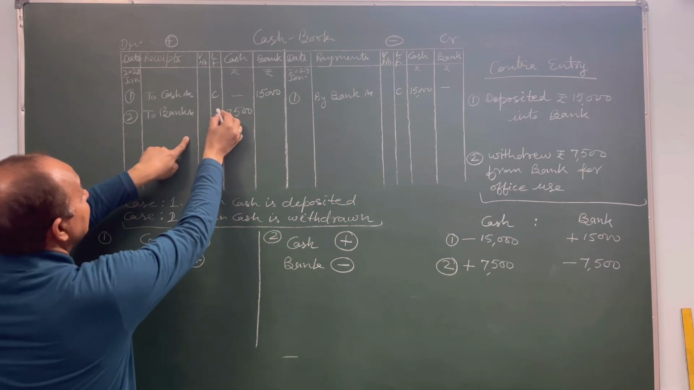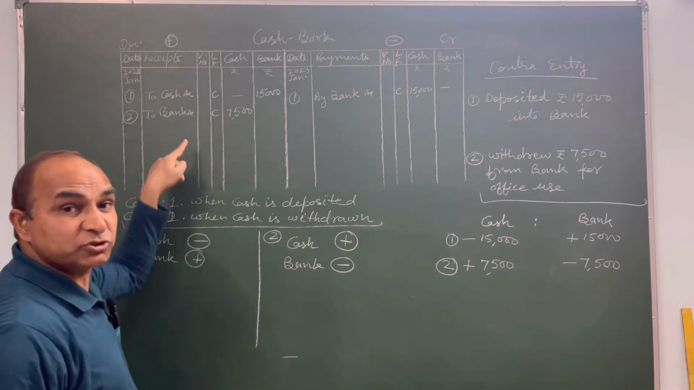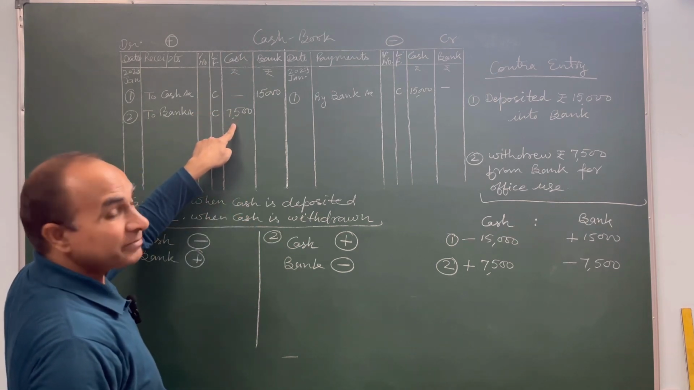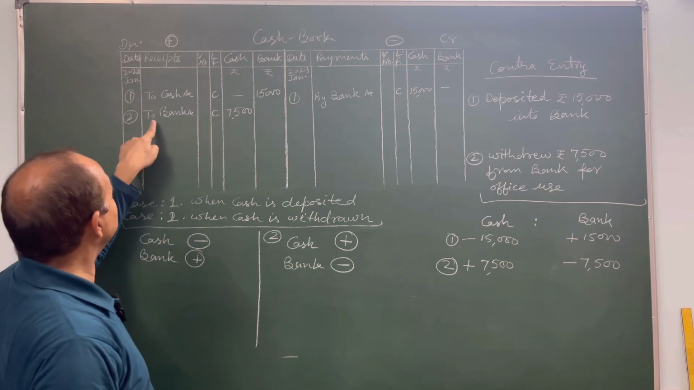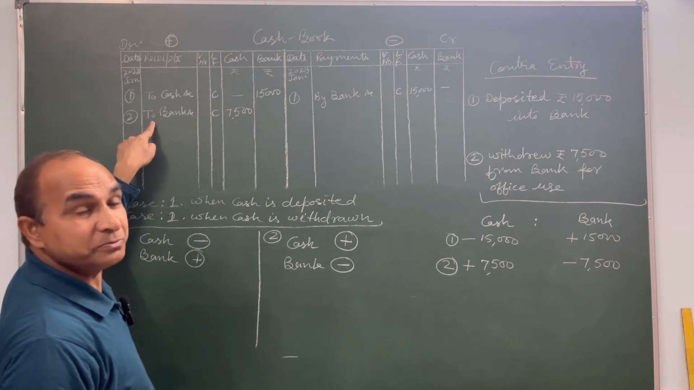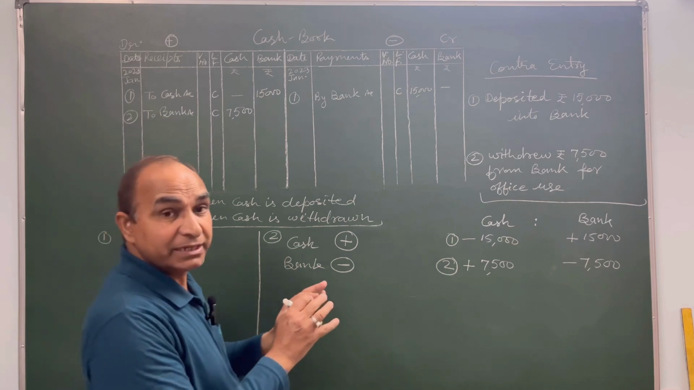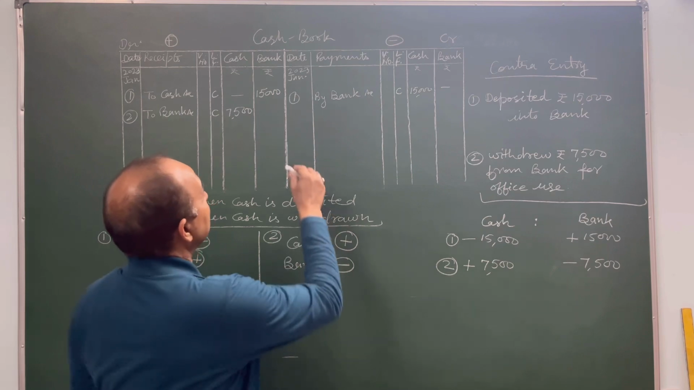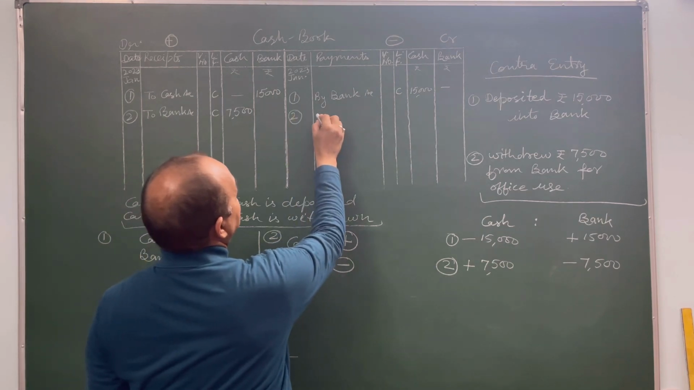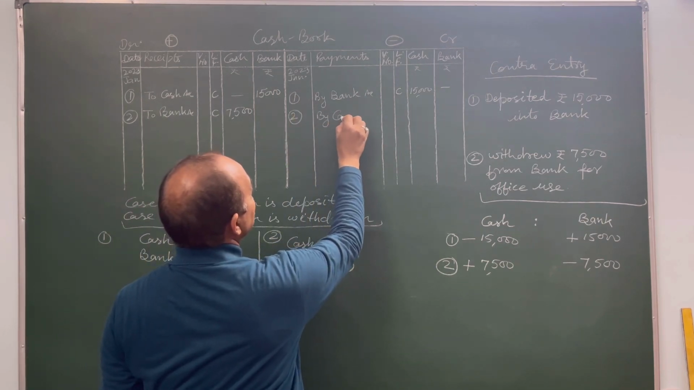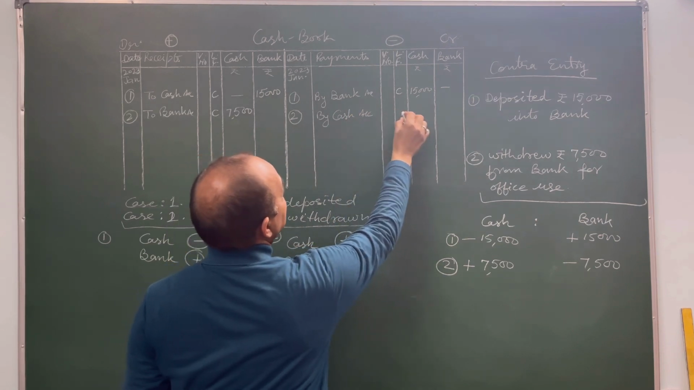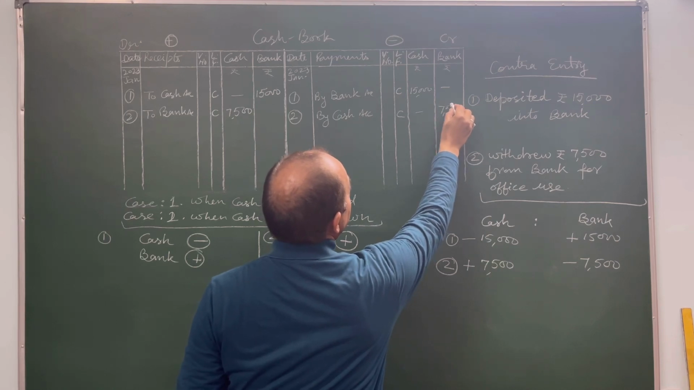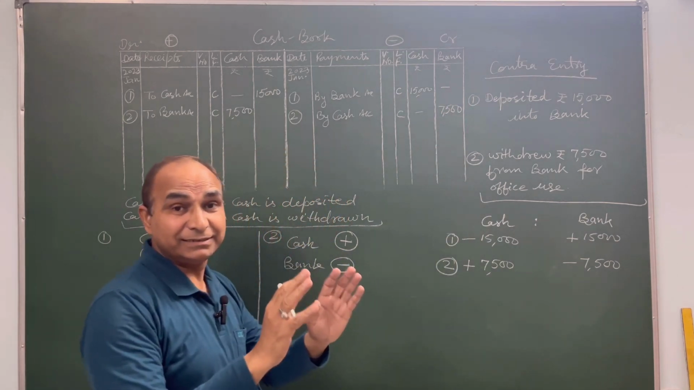In ledger folio column, again we will write C, because its posting cannot be made into the ledger. This is a contra entry. So cash column increased by 7,500, and in particular column we will write to bank account. But at the same time, it has reduced our bank balance also. So it will be recorded on the credit side by cash account. We will write here C, and it reduced the bank balance by 7,500. See, this is a contra entry.